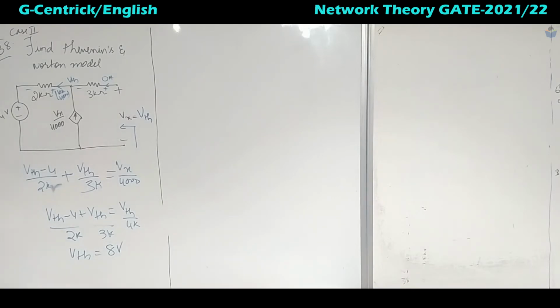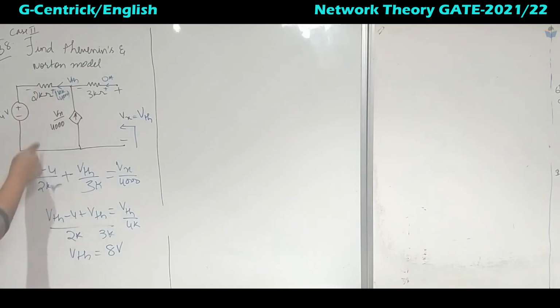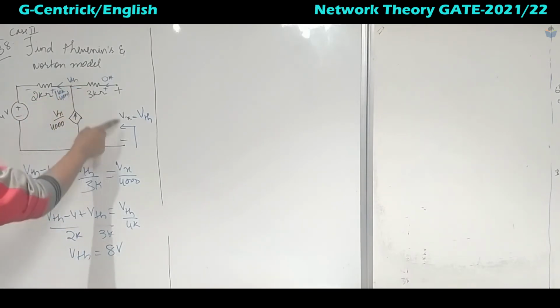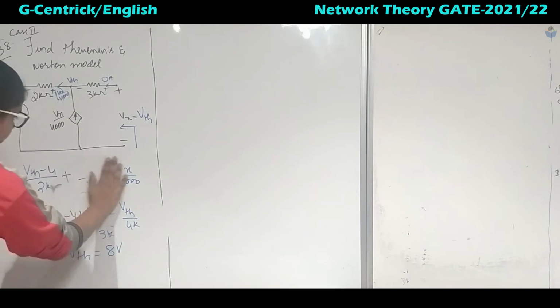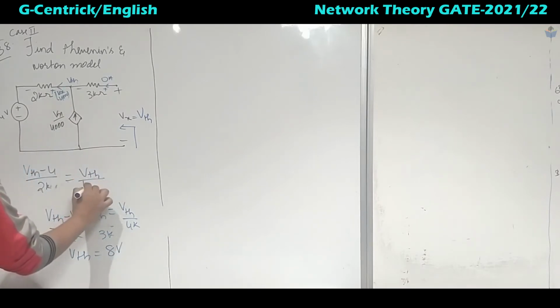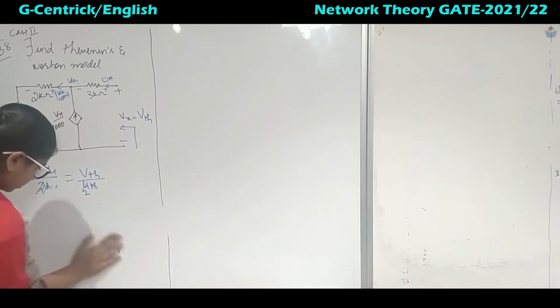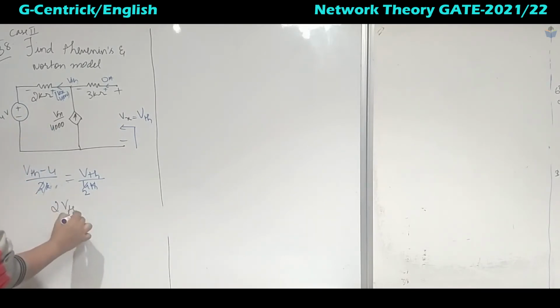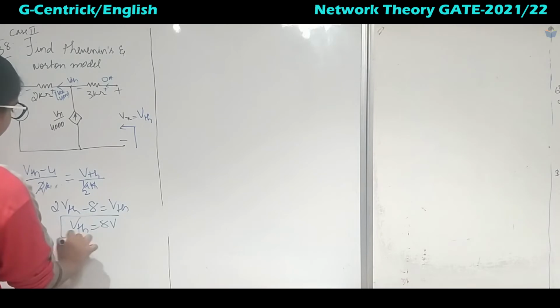Okay, so here it is nothing but Vth minus 4 divided by 2K. Since there is 0 ampere current, there won't be any voltage drop here. So what will be the equation? Will be just this one incoming. So I can write Vth by 4K. Okay, 3K I can replace it. So this 2 and this 2 get cancelled, K and K get cancelled. So it will be 2 Vth minus 8 equal to Vth. So Vth will come out to be 8 volts.